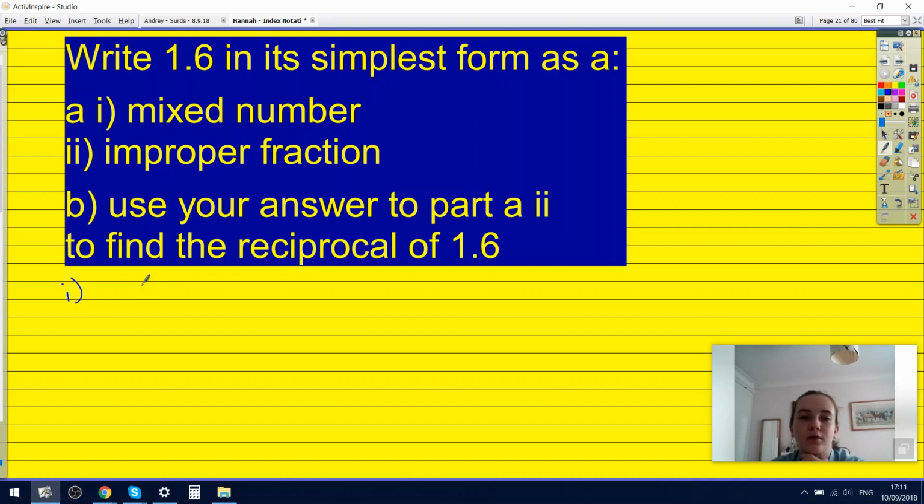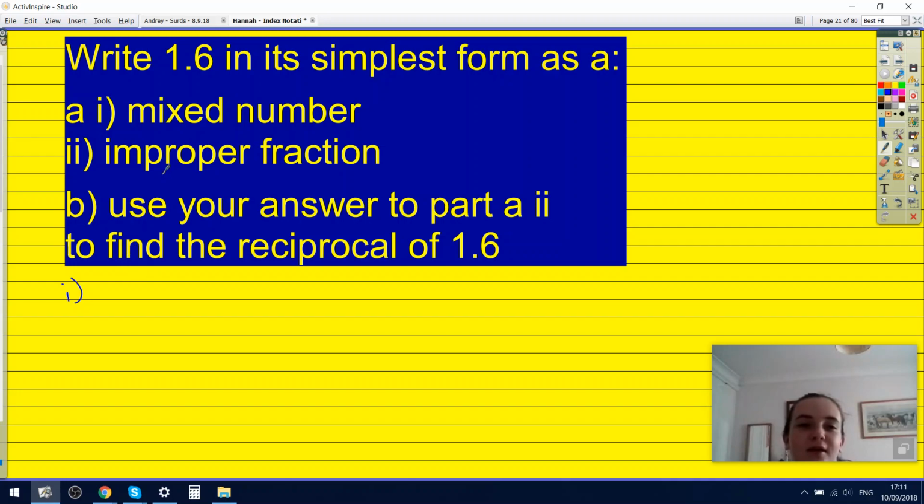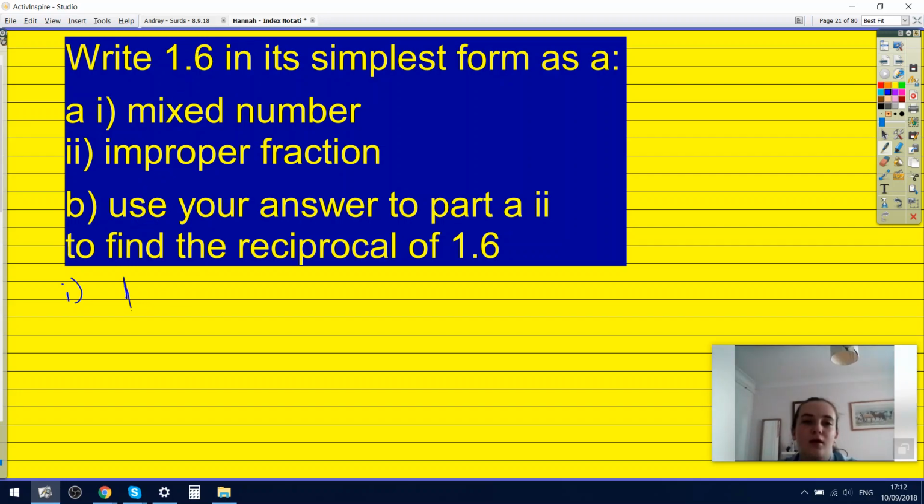Or as a fraction? I can't remember how to do it. 1.6. So you know how the 0.6 is in the tenths place. So you write it as 1 and 6/10. Can you make that simpler? 1 and 3/5. Yeah. Can you now turn that into an improper fraction?